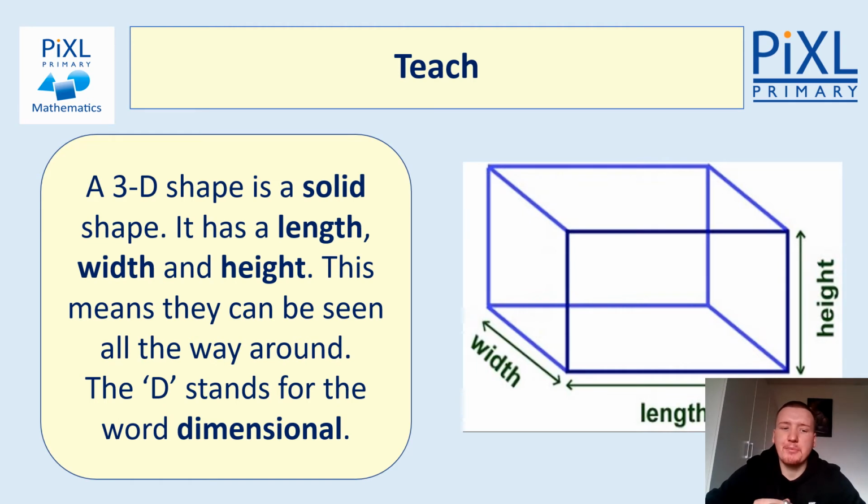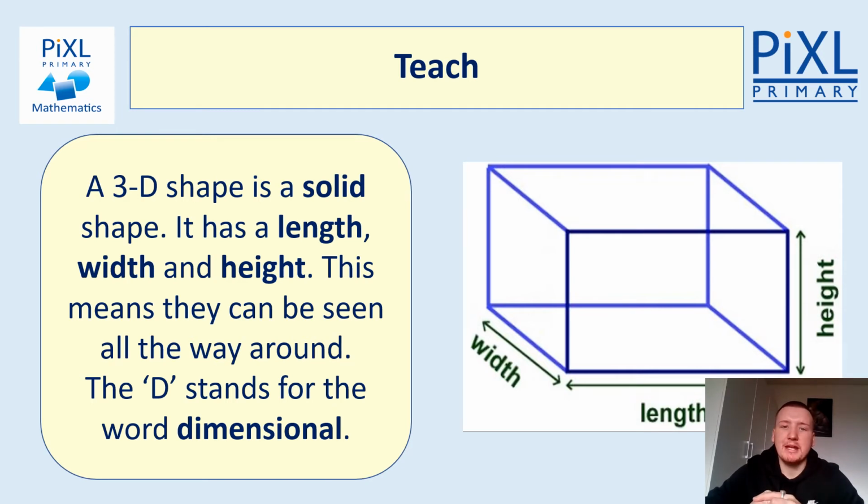A 3D shape is a solid shape. It has a length, width, and height. This means that it can be seen all the way around. And of course, the D means dimensional in the word 3D. So looking at the picture, we've got a width, we've got a length, and we've got a height.